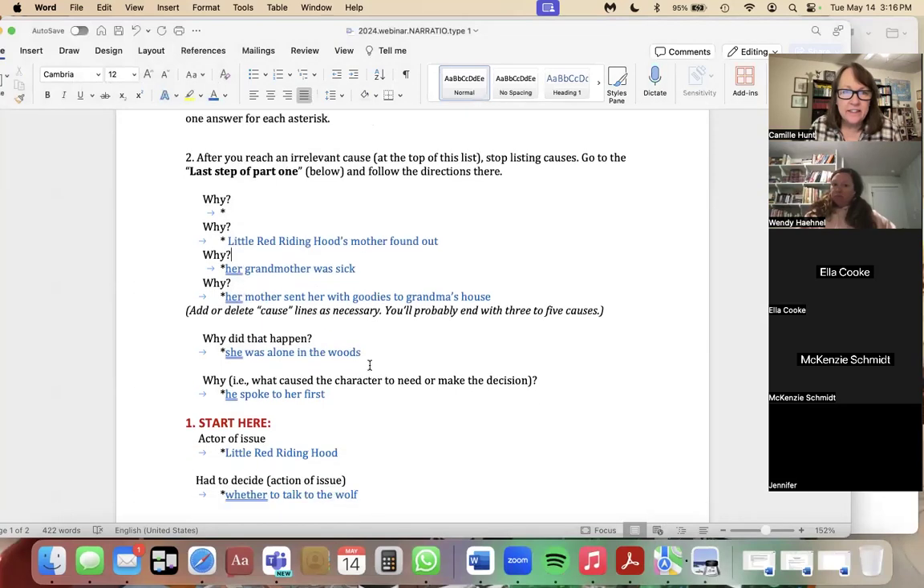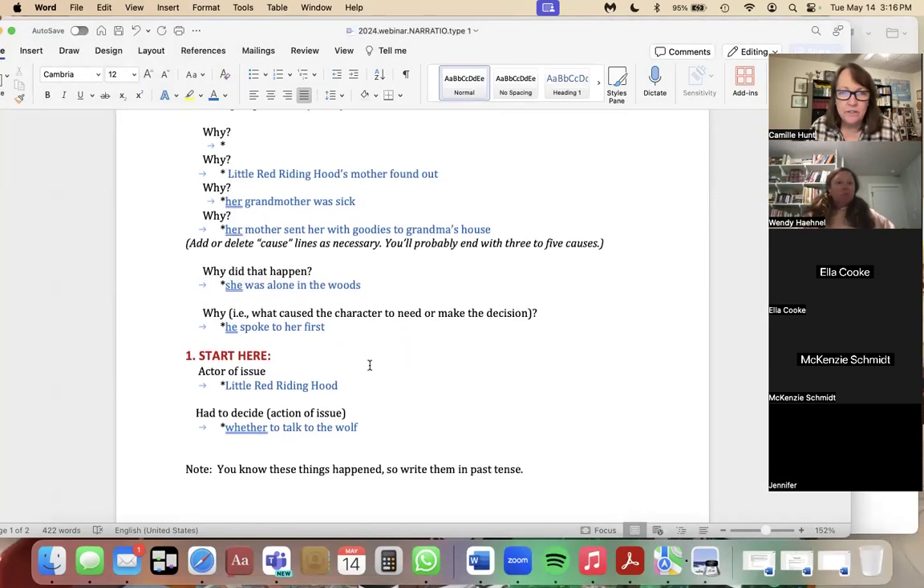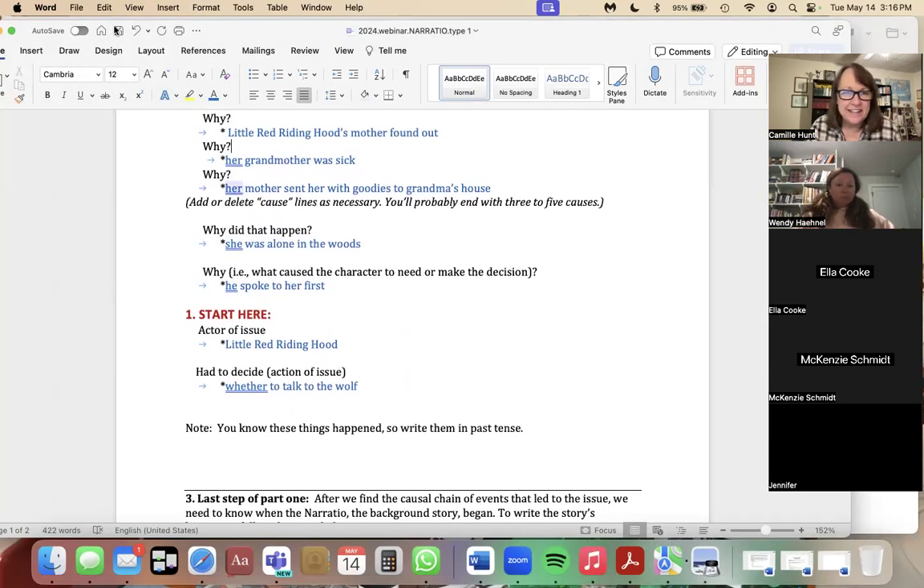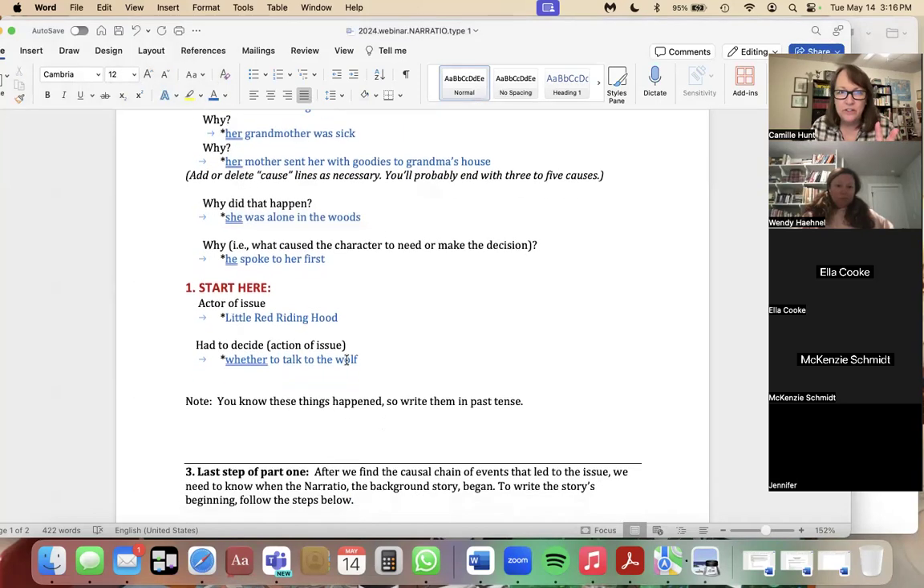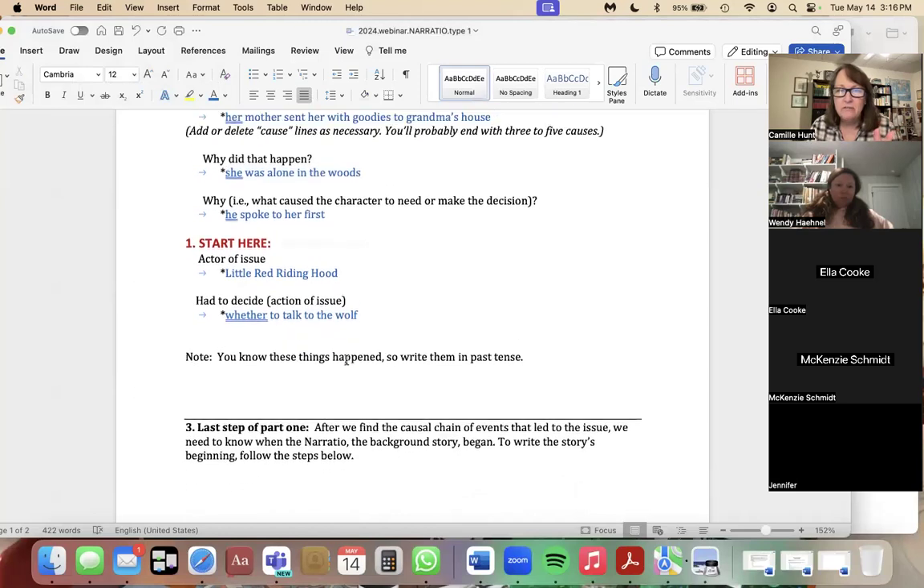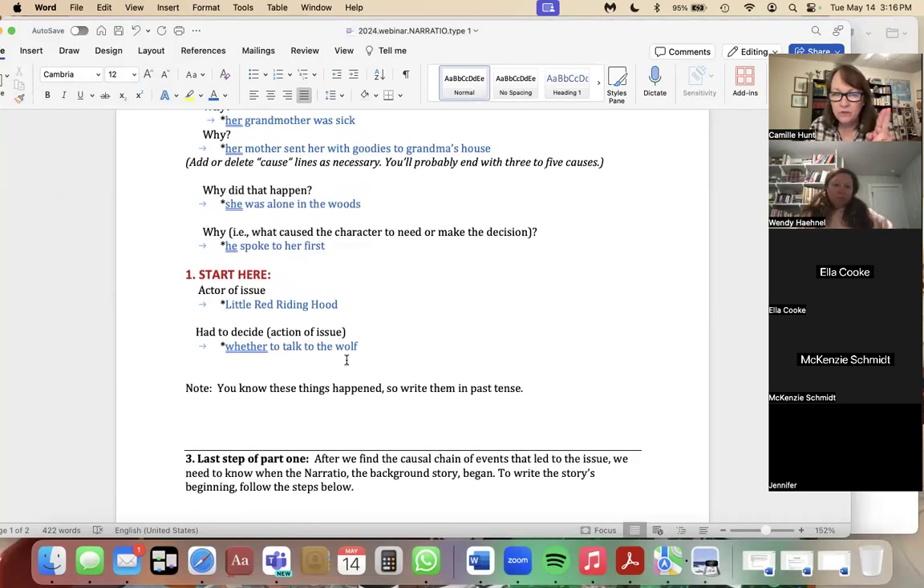So let's look at this one. We're going to start. I know I'm starting at the bottom of the page, but that's okay. We're going to start here. There's the actor, Little Red Riding Hood, and there's the issue. She had to decide whether to talk to the wolf. You probably know that story, so I'm just going to keep going.